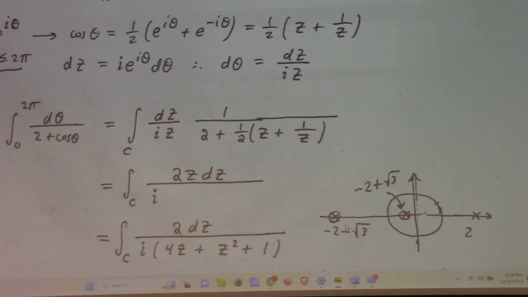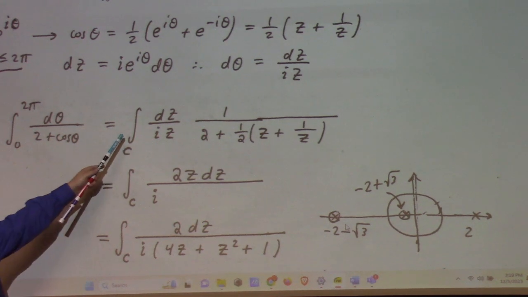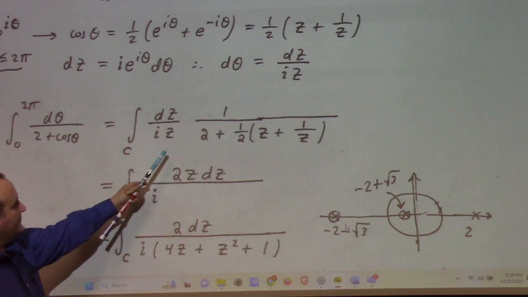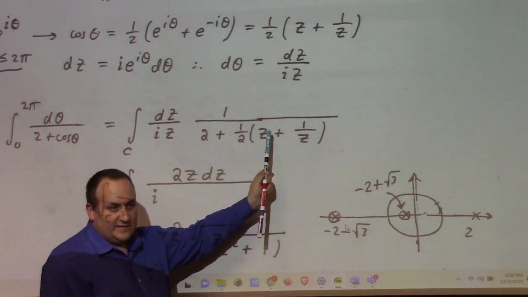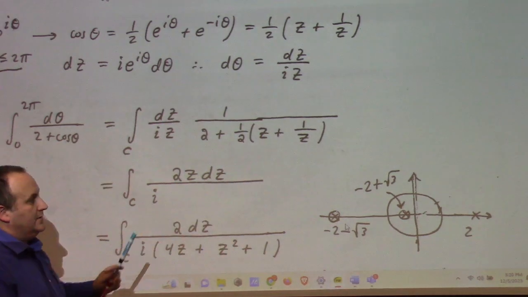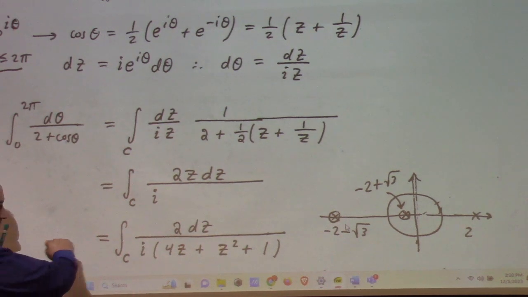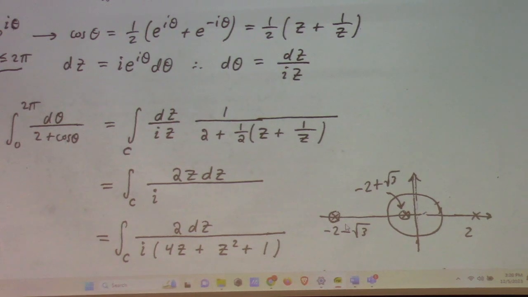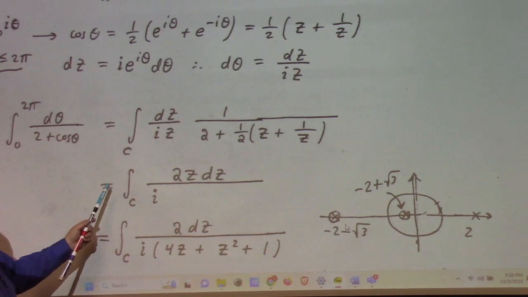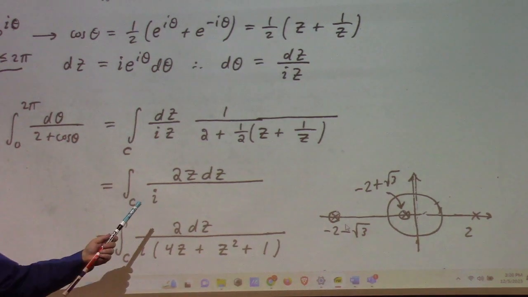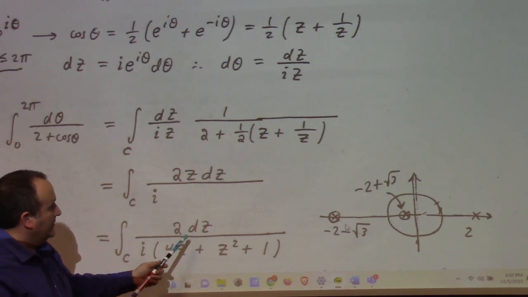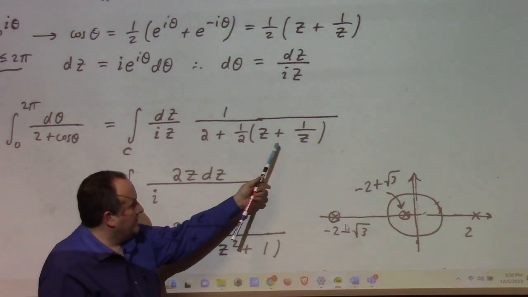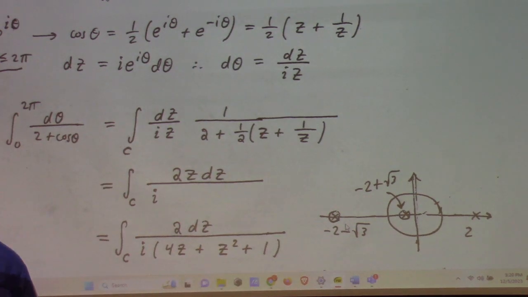So, all right, the point is d theta is dz over iz. This is your 2. Your cosine theta is 1/2 (z plus 1 over z), because that's e to the i theta, e to the minus i theta. And then we multiply through by z, and that becomes z squared. I think I also multiplied by 2 to get rid of the half. So when I did that, that 2 became a 4, and then the z, and then the z squared, and then that gave us a plus 1.